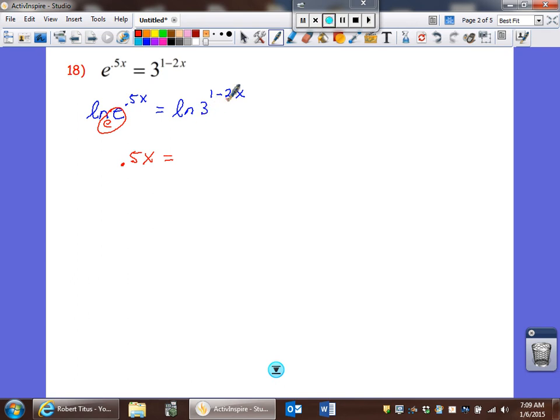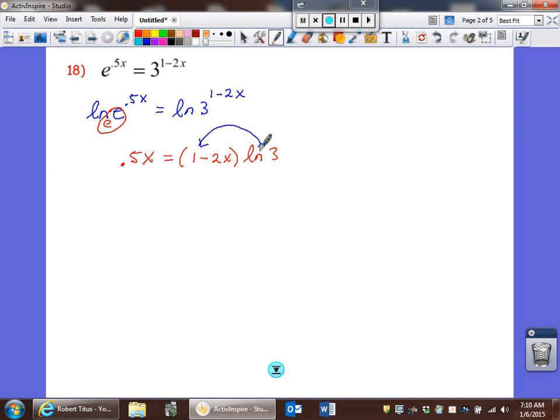So we're going to do the same thing we did before. We're going to pull the exponent out to the front. We have to use parentheses. So 1 minus 2x, close the parentheses, and that would be times the natural log of 3. I'm going to take the natural log of 3 and distribute it, so I'll put those arrows on there again to show you what I'm doing.